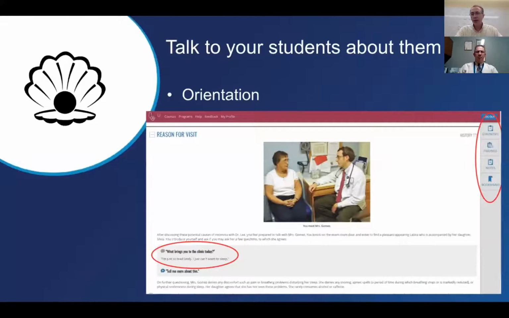The other way I make it relevant to them is that I talk to the students, and I encourage you to tell your students about Aquifer and show them the cases. This is a still shot of my orientation slides, which is a still shot of a case, similar to what Sherilyn already showed you. I'm showing not just how the cases work, but some of the features she showed earlier, like the toolbar on the side, and talking about how these are going to be used in their learning over the course of the rotation.